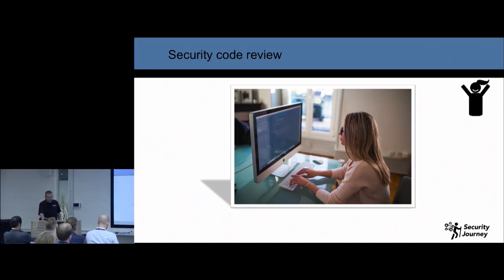Security code review. So everybody probably does code review here. I guess my question is, how many people do security code review? Okay, just a couple hands are going up here. And so when I think of security code review, you're using all the same skills you already do. It's just layering some of that knowledge on top so that you can find buffer overflows, for example.